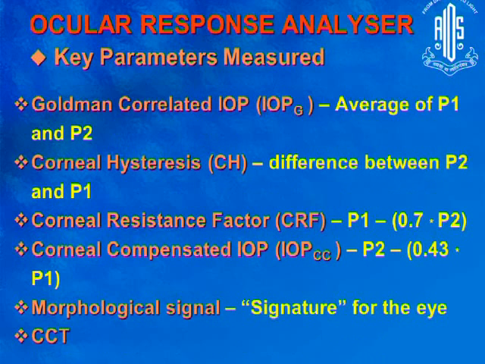So we get certain parameters which are displayed when we do the measurement. The Goldmann correlated intraocular pressure, which is the average of P1 and P2. The corneal hysteresis, which is the difference between P1 and P2. The corneal resistance factor, which is obtained by a formula which has been developed. The corneal compensated intraocular pressure, compensating for the central corneal thickness, and the morphological signal. Finally, we can also obtain the central corneal thickness utilizing a probe.